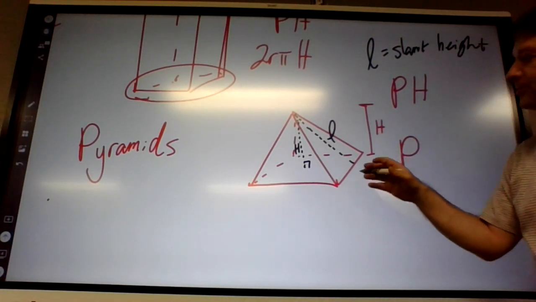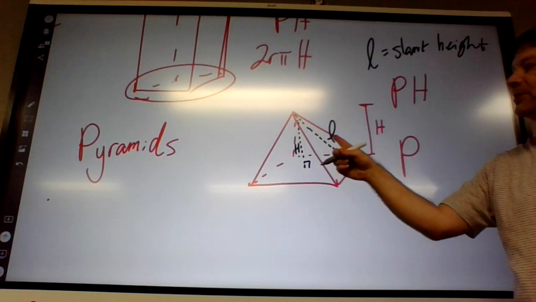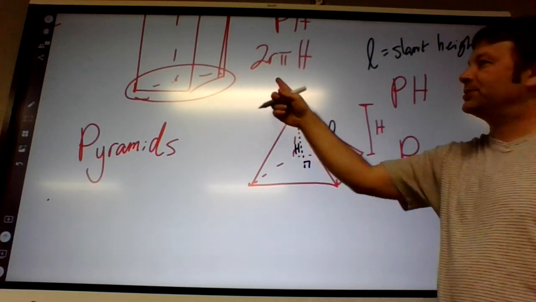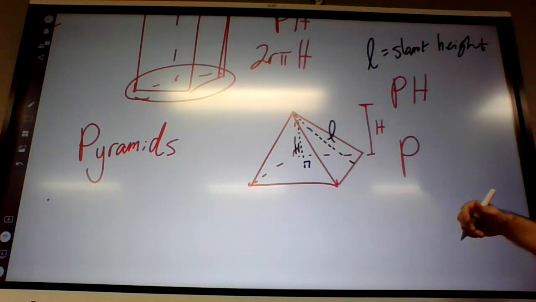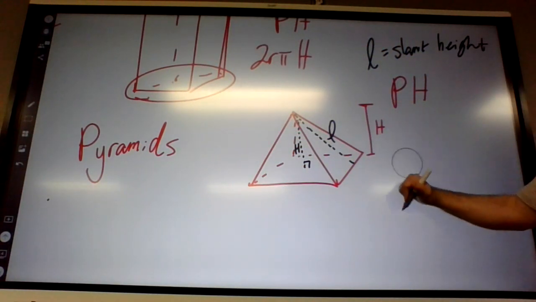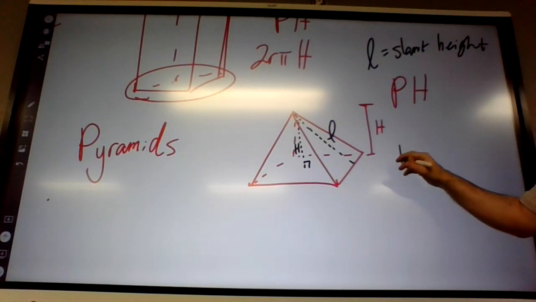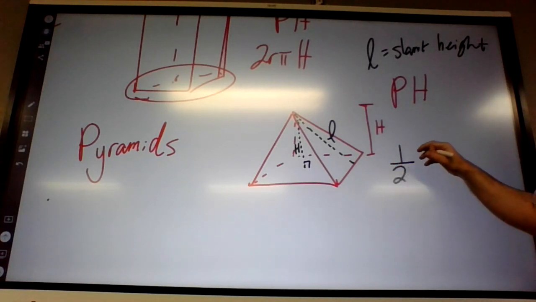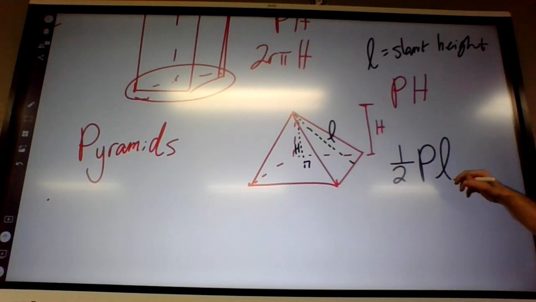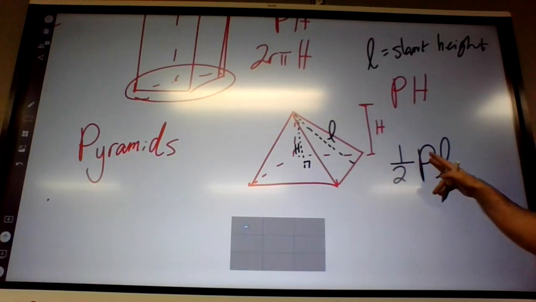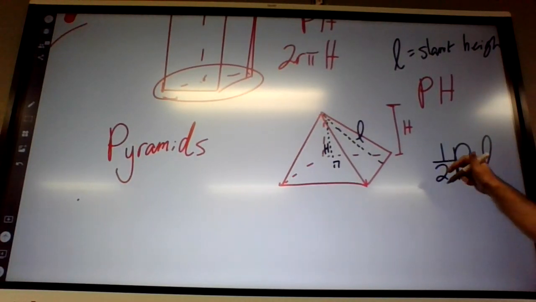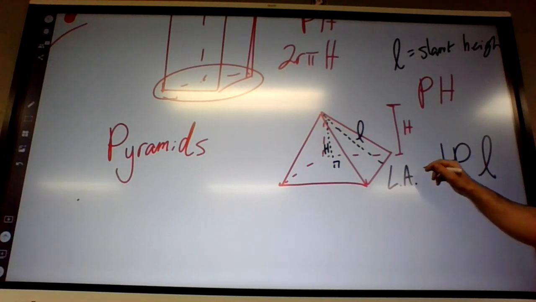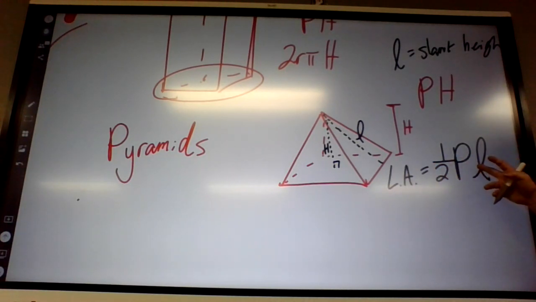Okay, and because the sides of the pyramid are triangles instead of rectangles like yesterday, you have to divide by 2. So the formula is 1/2 perimeter times slant height. This is for the lateral area of a pyramid: 1/2 perimeter of the base times slant height.